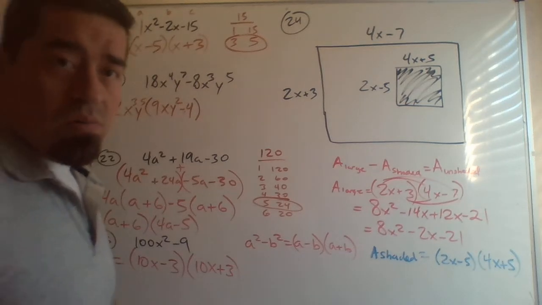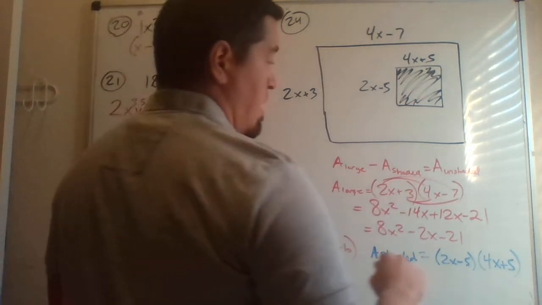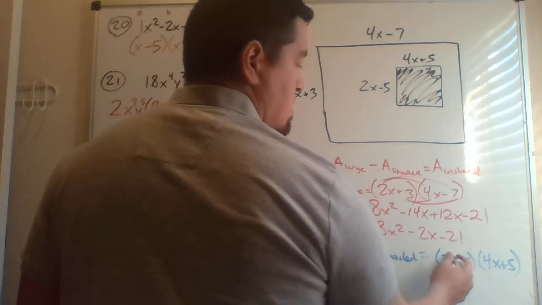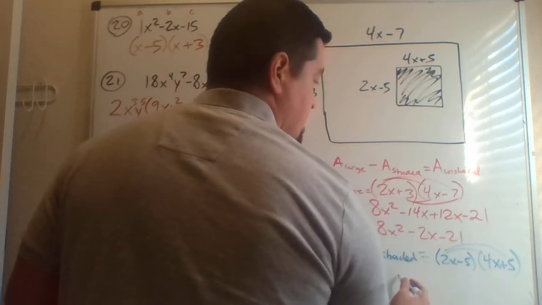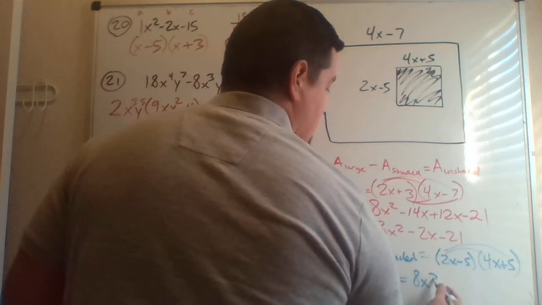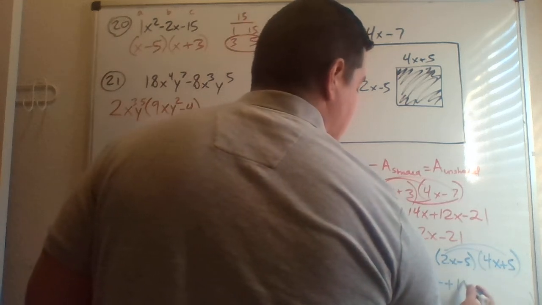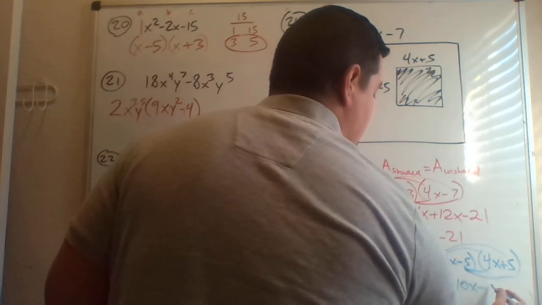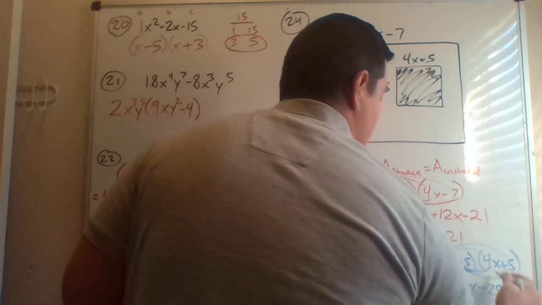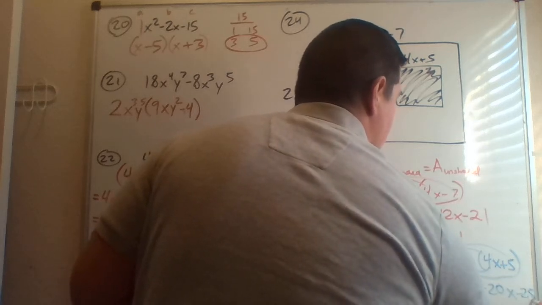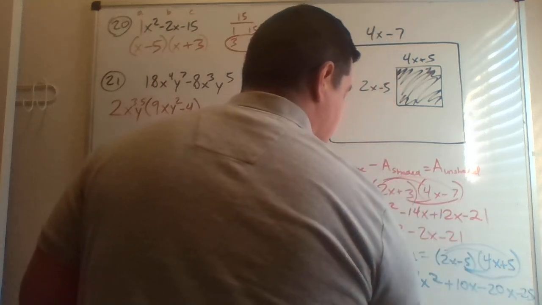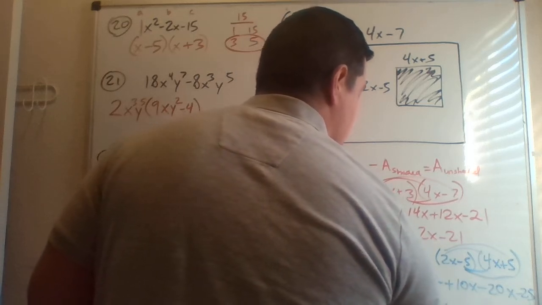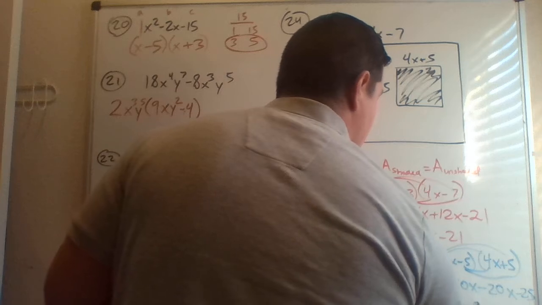Okay, so we'll gather this information. We're going to do the same thing. 2x times both of these. That's 8x squared. 2x times 5 is 10x. Then we're going to do negative 5 times both of these. Negative 5 times 4x is negative 20x. Negative 5 times 5 is negative 25. And combine like terms. 10x minus 20x is negative 10x minus 25.